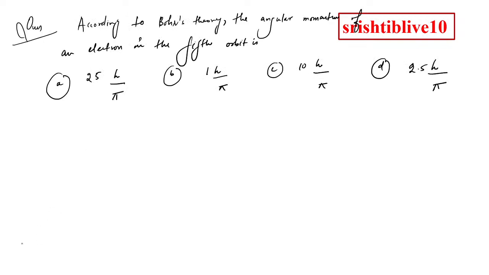Great. Next question, again it's very simple. The question is, according to Bohr's theory, the angular momentum of an electron in the fifth orbit is.